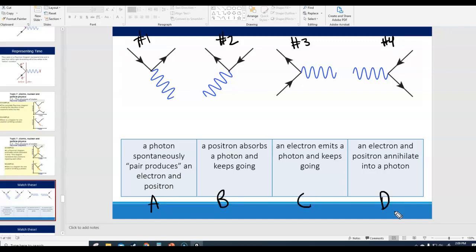For this example problem, let's see if you can correctly match which Feynman diagram goes with which description. Pause it here, see if you can take what we've learned about Feynman diagrams so far and interpret what they're saying, and match which diagram goes with which situation. In other words, the situation right below the Feynman diagram might not actually correspond to the correct interpretation. The answer choices on the bottom are all mixed up. So pause it here and see if you can figure out which of these diagrams go with which situation.